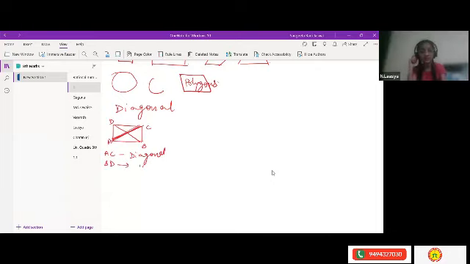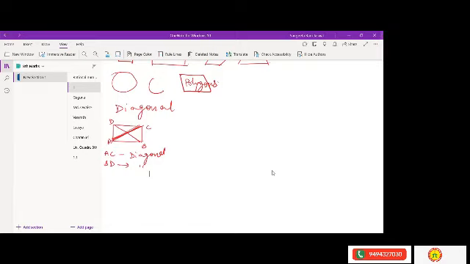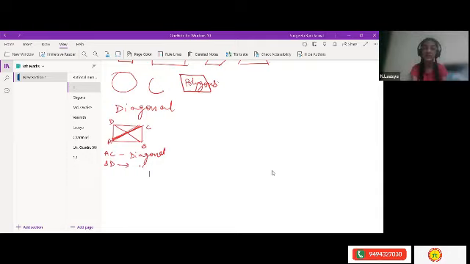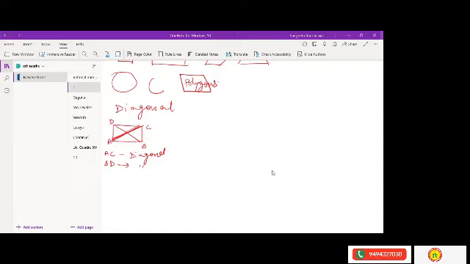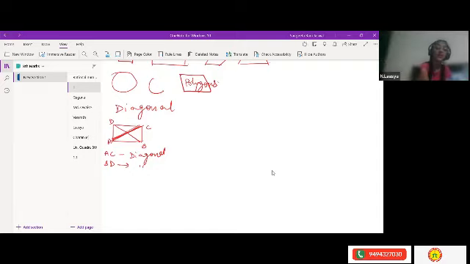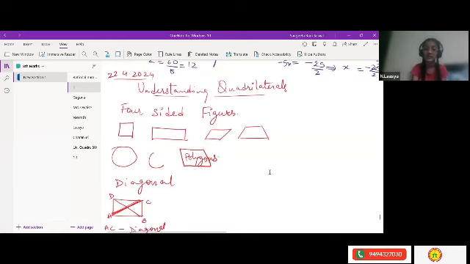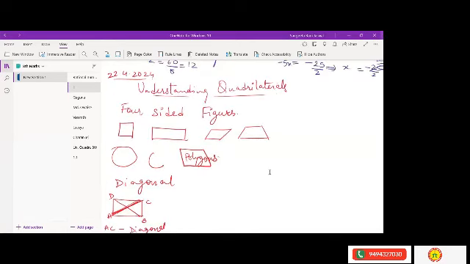Ma'am, after the circle is a semicircle, right, ma'am? The figure right after the circle. What happened to the angles? No, ma'am, I'm asking the figure you draw after the semicircle. I'm not getting you, better. Please write in the chat box. Your voice is not clear. Although you are speaking loudly, it's not clear. Write it in the chat box.